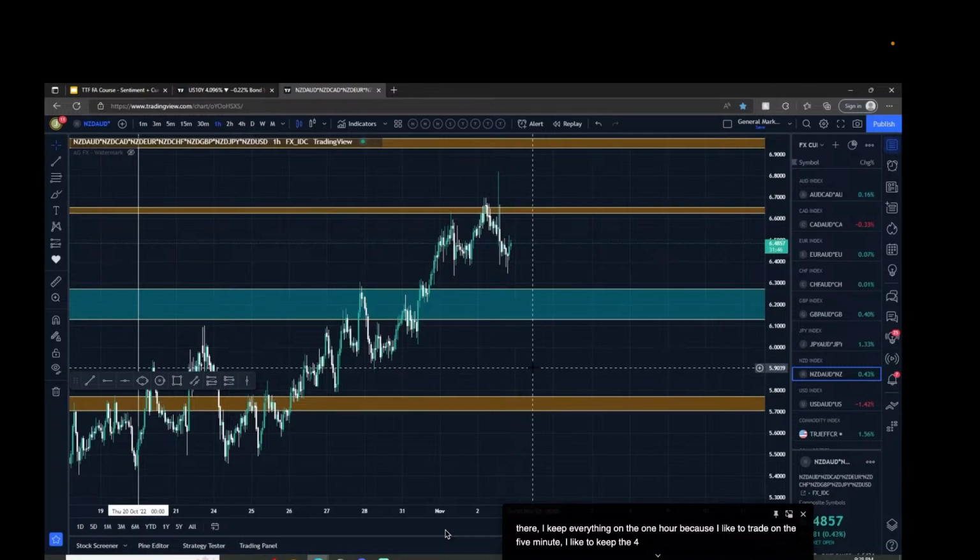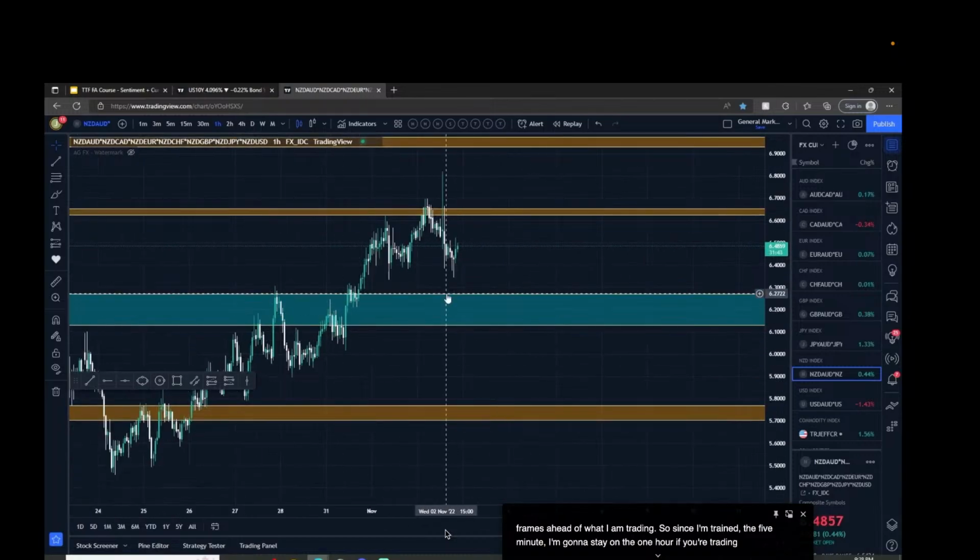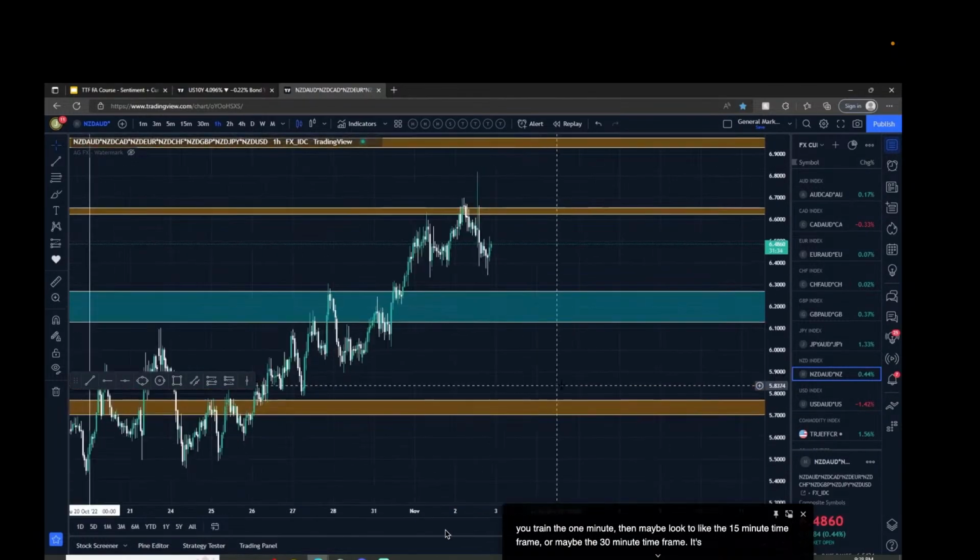So since I'm trading the 5 minute, I'm going to stay on the 1 hour. If you're trading the 15 minute, maybe look to the 1 or the 4 hour, and then vice versa. If you're trading the 1 minute, then maybe look to like the 15 minute time frame or maybe the 30 minute time frame. It's just important to get more of a higher time frame aspect of it.